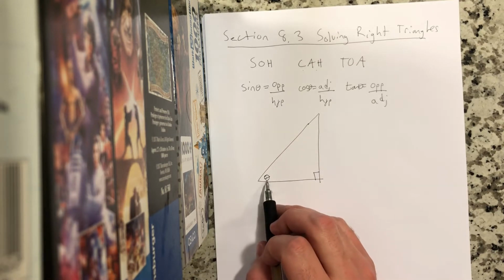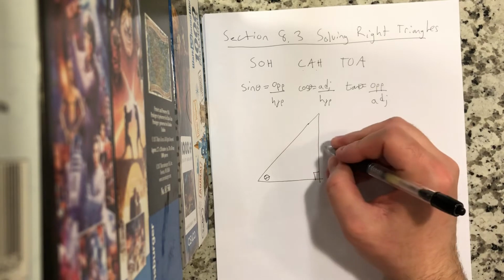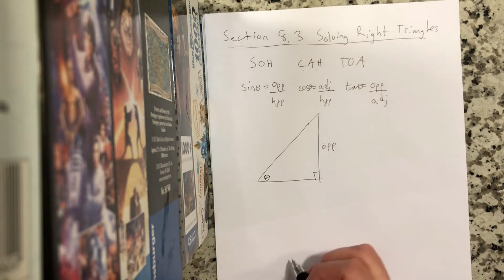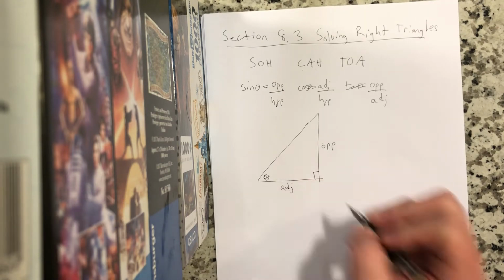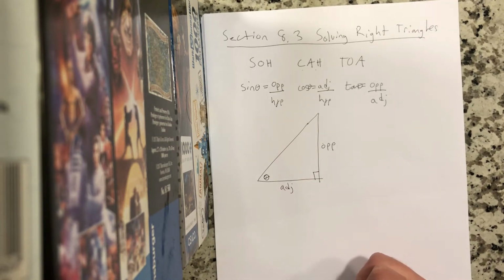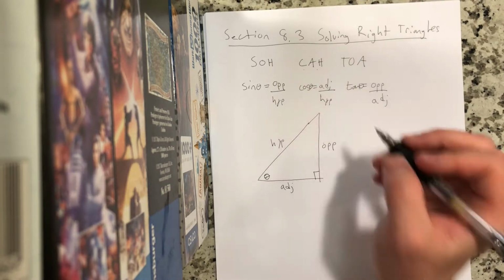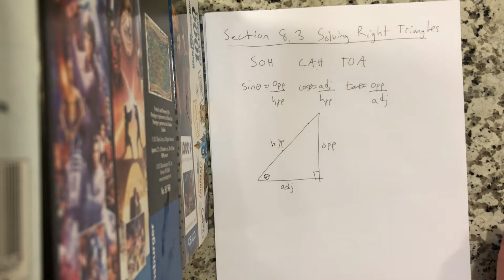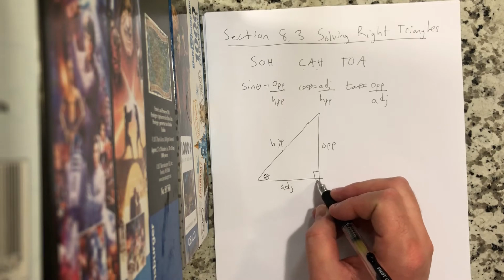So if you're looking for theta, this one over here, which is across from it, is the opposite side. This one here is the adjacent side to this angle. And this one over here is the hypotenuse. Again, the hypotenuse will always be the longest side in the right triangle, and it will always be across from or opposite of the right angle.